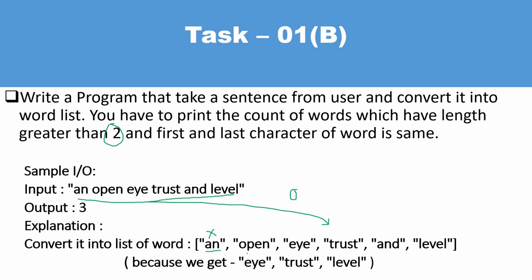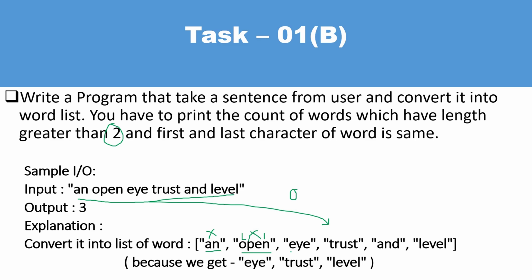So now let's move to the next one, that is open. Open has a length of 4, alright, which is greater than 2, and the first and the last characters are O and N, which is not matching, so we are not going to consider this one also. So we still have our count as 0.